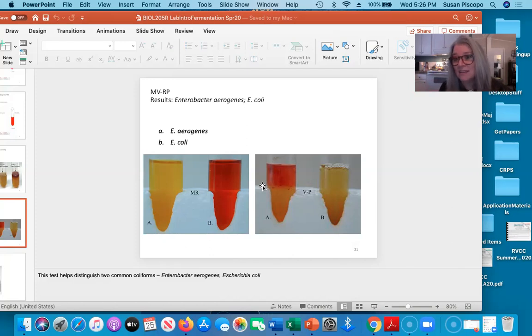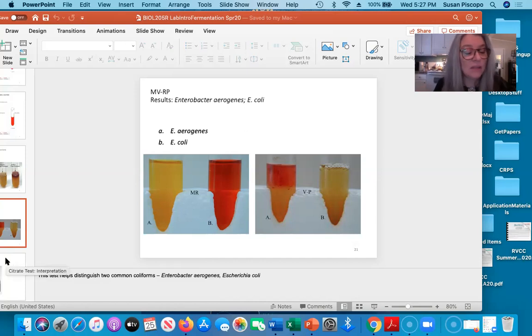Now look at E. coli. E. coli has exactly the opposite result. Over on the left-hand side, E. coli gives us a red MR result. E. coli ferments glucose and produces a strong acid as a result. And by strong, again, this information is in the slide set, but it's a pH of less than 4. Now go over to the VP test result. No red ring here. That means that there is no acetoin in that tube. E. coli ferments glucose and produces an acid. It does not produce a neutral product.